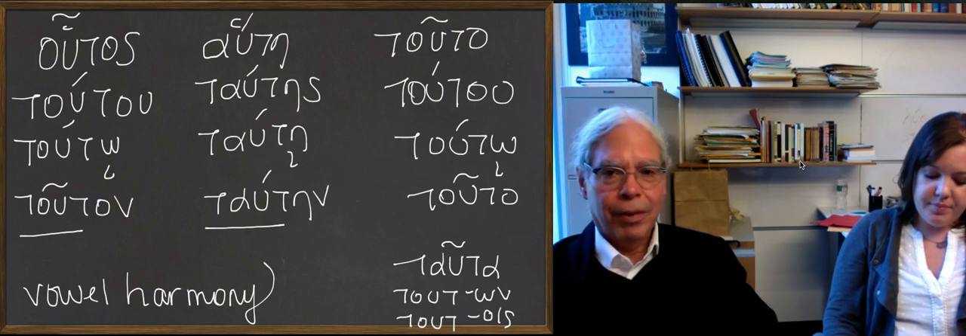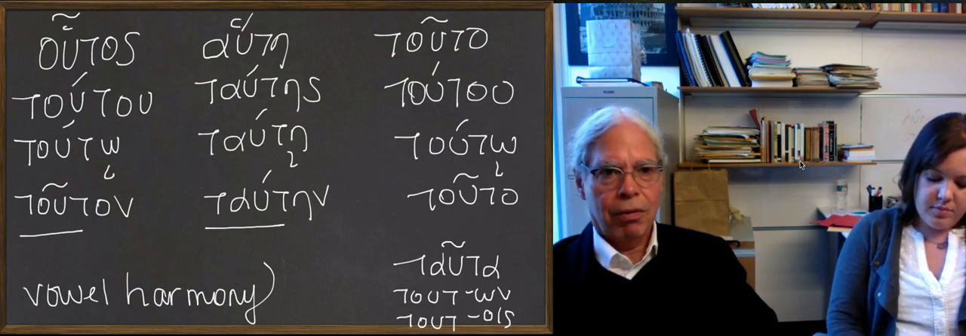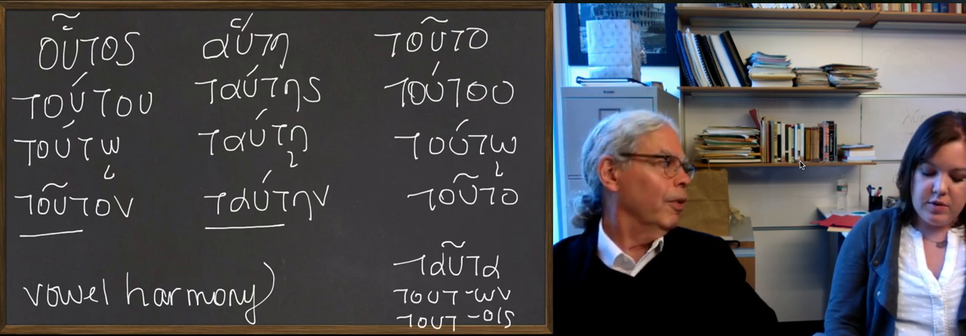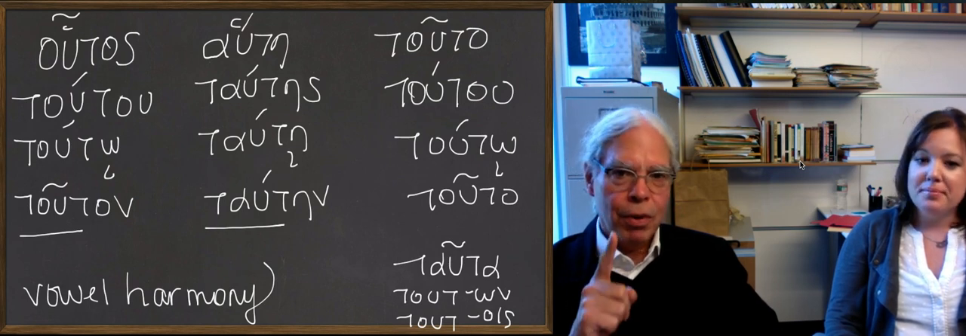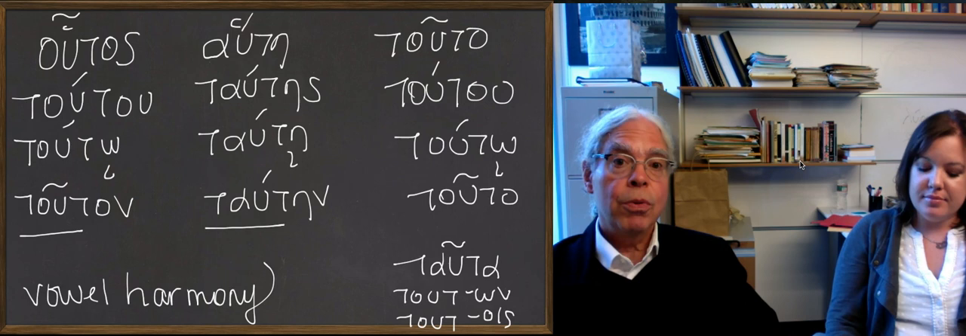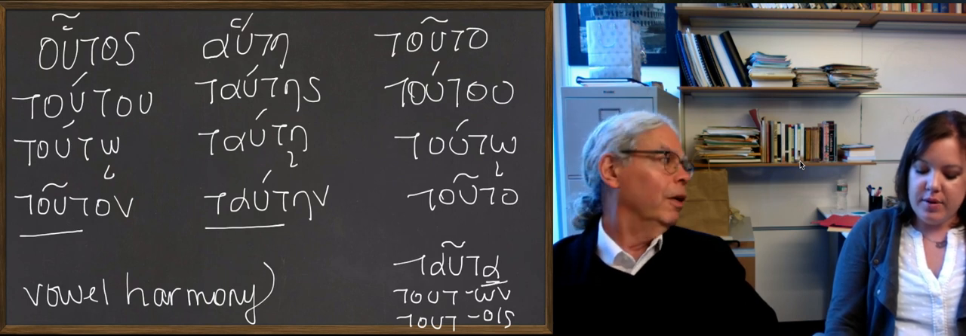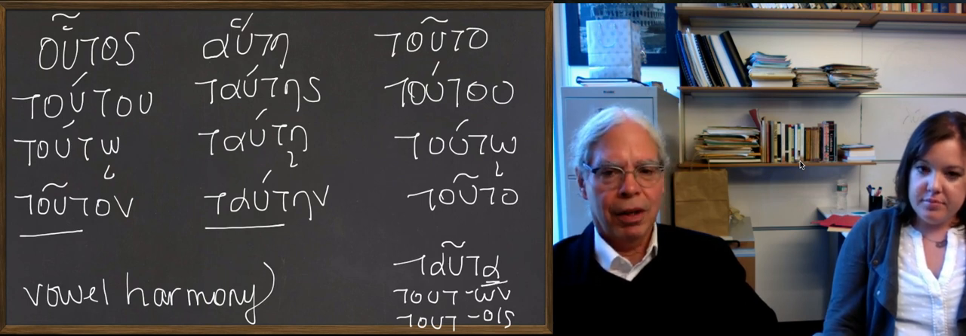Okay, so that's the trick to learning the forms of houtos, haute, touto, and we talked to you about their meanings. Okay? So you really have to learn the ending, and then you figure out the front. Remember that it's a neuter, so in the neuter singular, the ending is touto with an O, no nu, okay? There's the trick. Okay?